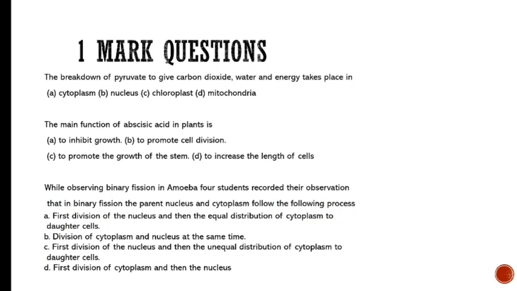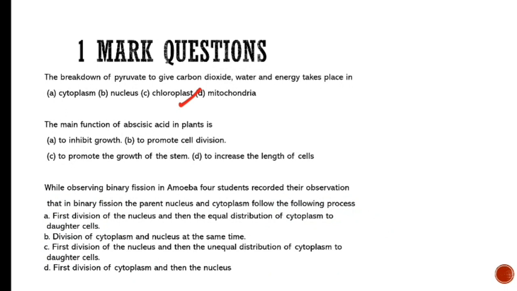In a 1 mark question they have asked: the breakdown of pyruvate to give carbon dioxide, water and energy takes place in the cytoplasm, nucleus, chloroplast, or mitochondria. So the correct answer will be mitochondria. Alright. So this is from your life processes chapter.